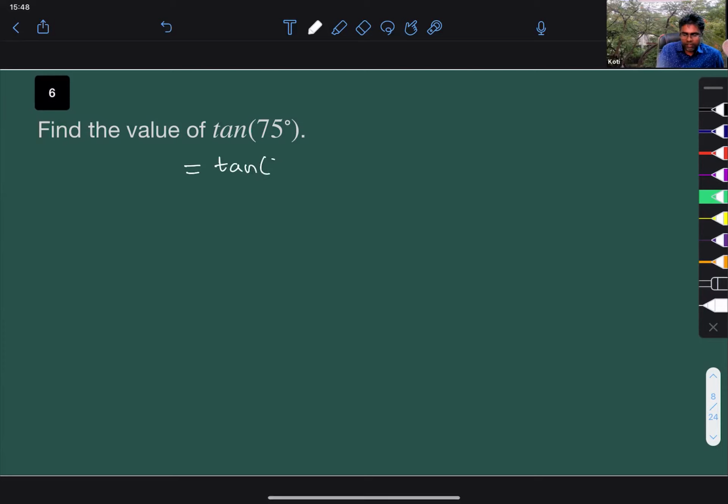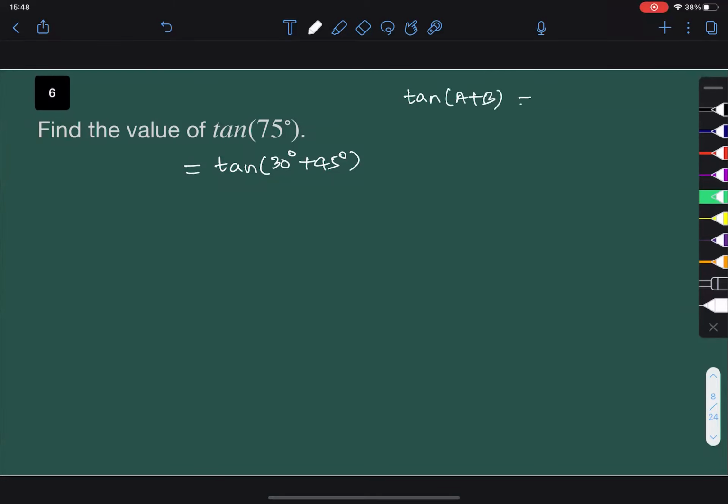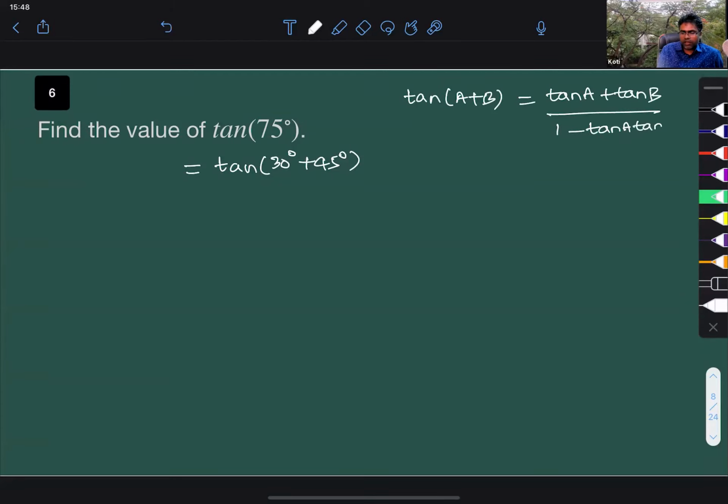Okay, so let's verify this. I think you use this tan A plus B, which is tan A plus tan B, and then divided by 1 minus tan A into tan B. Yeah, we'll substitute this. Maybe you are right, Om. Let's verify. So I have tan 30.